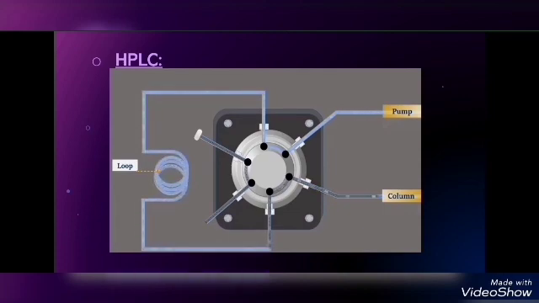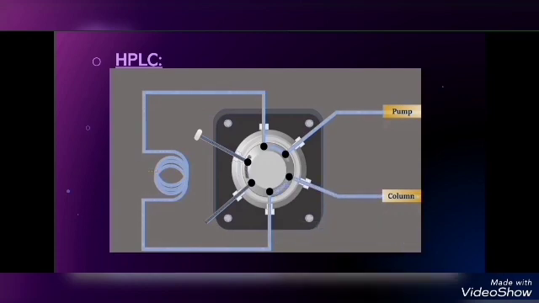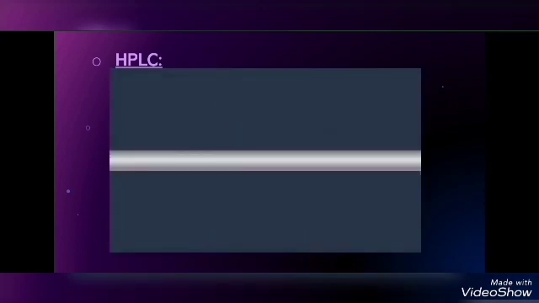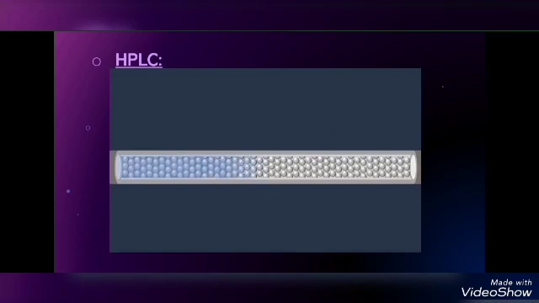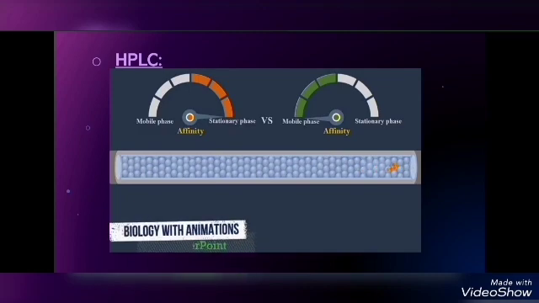The separation is based on differential partitioning of the sample components between the mobile and stationary phases. The component which has more affinity to the mobile phase, and consequently less affinity to the stationary phase, travels faster and elutes out faster. And the component with high affinity to the stationary phase and less affinity to the mobile phase travels slower and is eluted later.